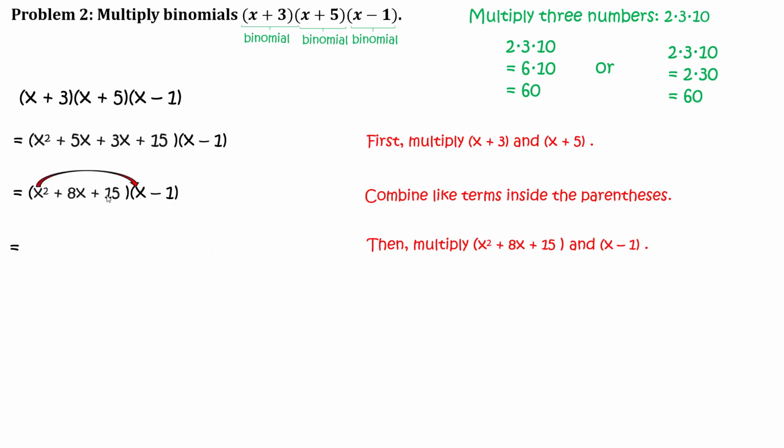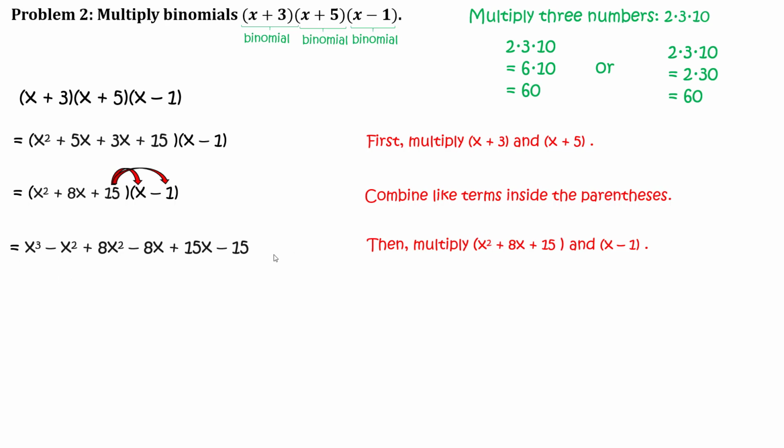All right, here we go. So x squared times x is x cubed. X squared times negative 1 is negative x squared. All right, now I'm going to forget about the x squared and focus on the 8x. Going to distribute the 8x. Oh, wait a second. Okay. 8x times x is 8x squared. And then 8x times negative 1 is negative 8x. All right, I'm going to now forget about that and focus on the 15. 15 times x is 15x. 15 times negative 1 is negative 15. Okay, there you have it.